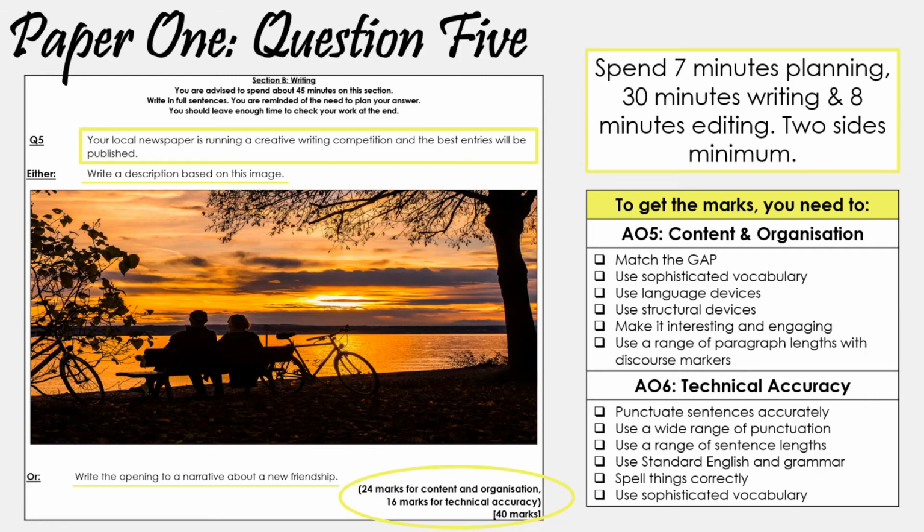A range of sentence lengths is self-explanatory. Use a whole range: simple, compound, complex, and minor sentences. Add some variety. Use standard English and grammar, which means no slang, and properly written, full sentences that make grammatical sense. Spell things correctly is easy enough to understand, so I won't explain that one. And sophisticated vocabulary, as I said before, is the only thing that's on the mark scheme twice, so it's doubly important.